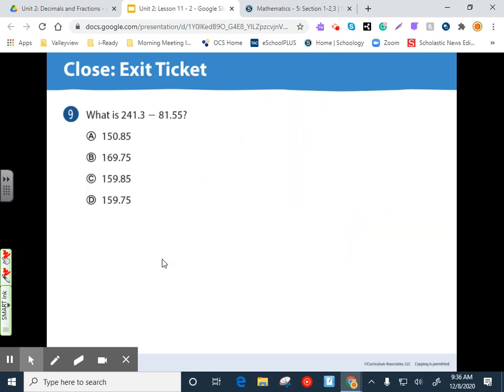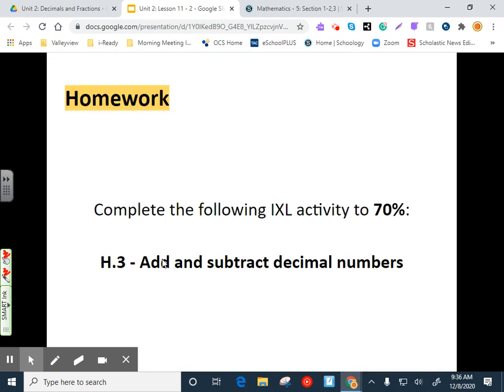All right, your homework. IXL activity H3, that is going to be a combination of adding and subtracting decimal numbers. So it's basically just going to take problems from H1 and H2 and just combine them. So you just have to be careful and make sure you're paying attention to the signs for each problem. And you shouldn't have any problem with that. But if you do, I'll be available for help. You just need to let me know.